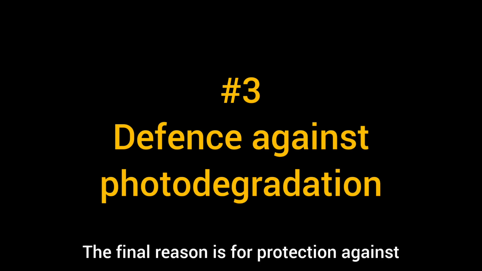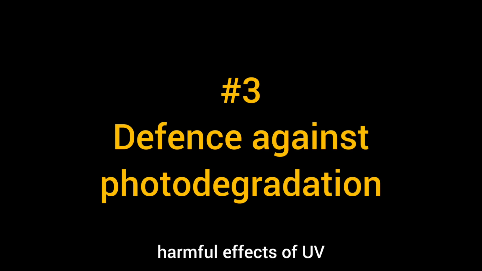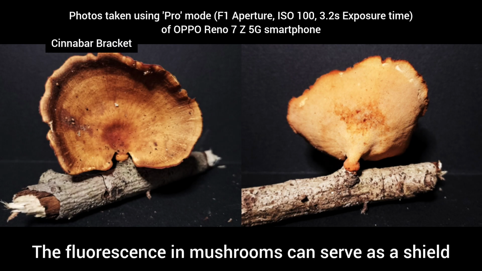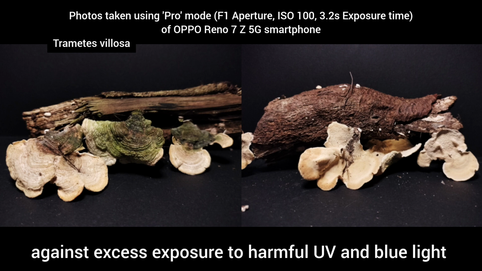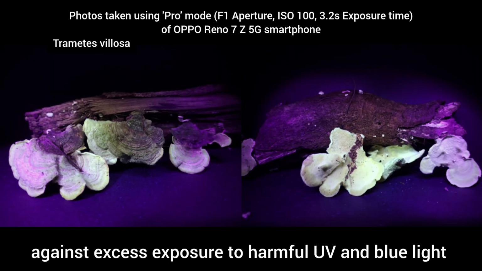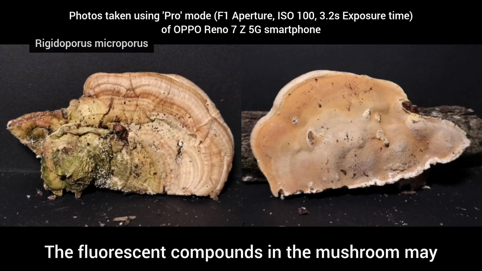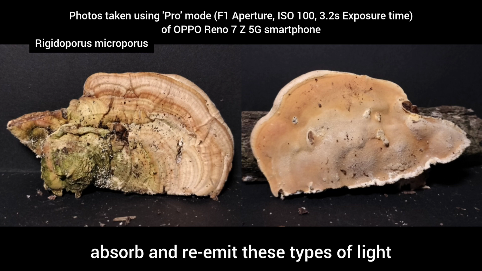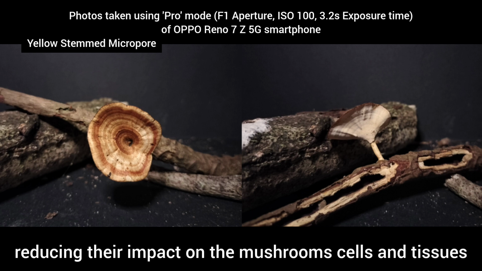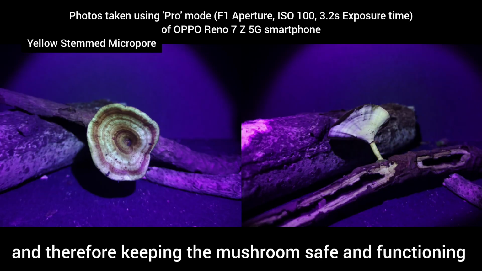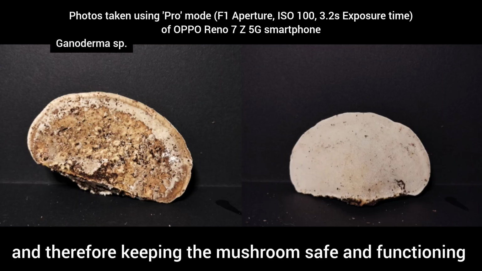The final reason is for protection against harmful effects of UV. The fluorescence in mushrooms can serve as a shield against excess exposure to harmful UV and blue light. The fluorescent compounds in the mushroom may absorb and re-emit these types of light, reducing their impact on the mushroom's cells and tissues, and therefore keeping the mushroom safe and functioning.